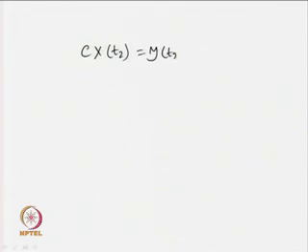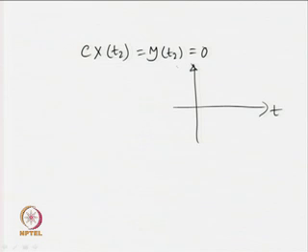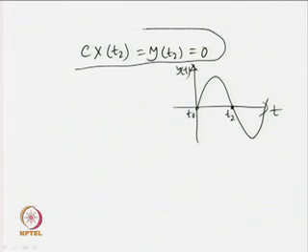y t 2 has to be 0, because we have got another 0 crossing at time t equal to, let me repeat, this is the output waveform. So, we have got t 0 here and t 2 here. Another 0 crossing appears at time t equal to t 2, resulting in the expression y t 2 is equal to C x t 2 is equal to 0.